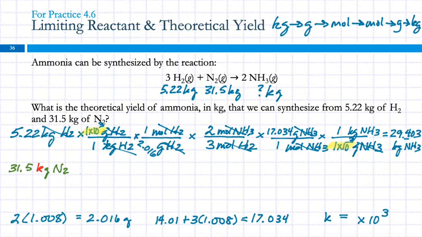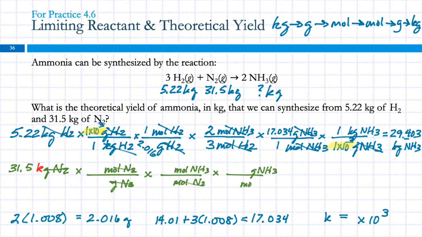So grams to moles to moles to grams. So grams of nitrogen to moles of nitrogen to moles of ammonia to grams of ammonia. I'm going to put grams of N2 down here. Grams of N2 cancel grams of N2, doesn't cancel kilo. Moles of N2 cancels moles of N2. Moles of NH3 cancels moles of NH3. Moles in the middle, 2 moles of NH3.